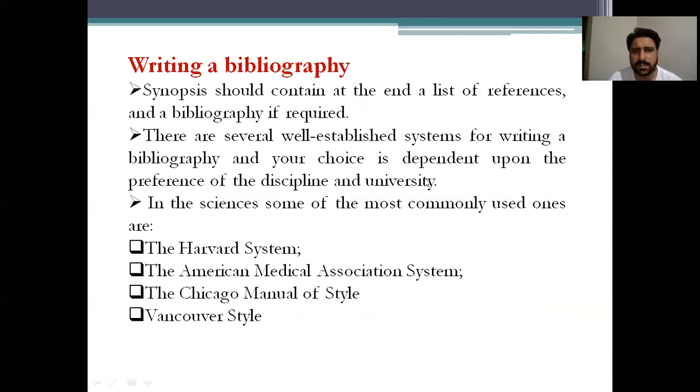There are several well-established systems for writing a bibliography. Your choice depends on the preference of the discipline and the university. A university or your discipline might specify that you have to use the Harvard style of referencing, or the American Medical Association style, the American Psychological Association (APA) style, the Chicago Manual, or the Vancouver style. That depends. At times your institute or university will provide you guidelines for writing the bibliography, and you need to follow them strictly in your research synopsis.